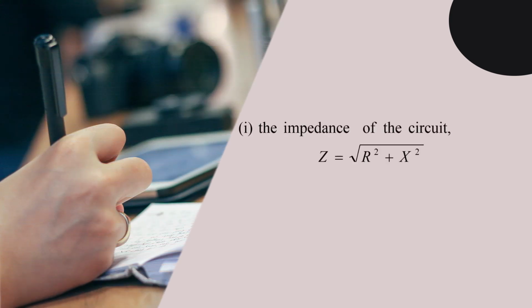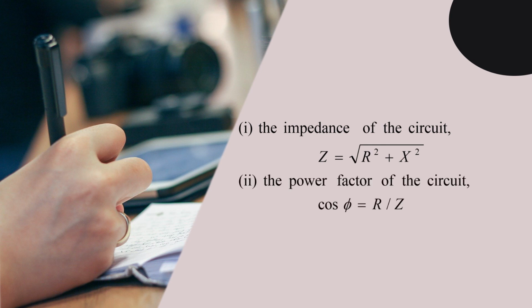The concept of the impedance triangle is useful since it enables us to calculate, first, the impedance of the circuit, where Z can be written as under root R square plus X square. Second, the power factor of the circuit, that is cos phi, can be written as the ratio of resistance to the impedance. And third one is the phase angle, that is phi. Phi can be calculated as phi equal to tan inverse XL upon R.